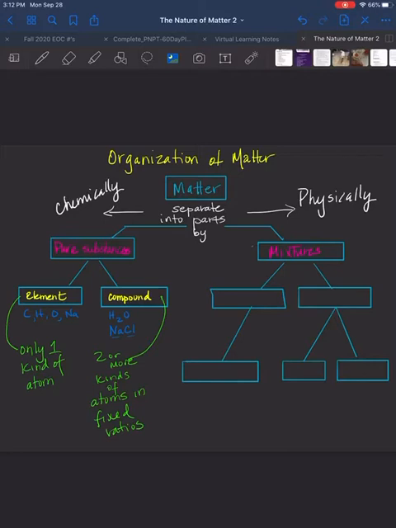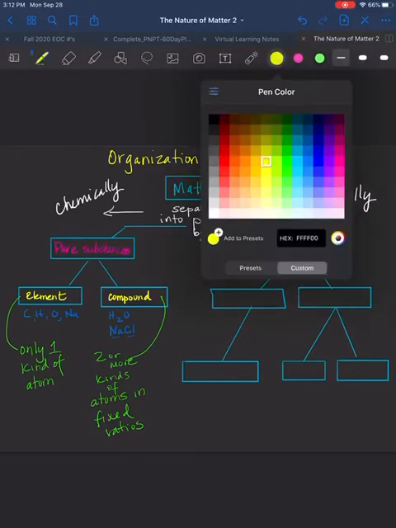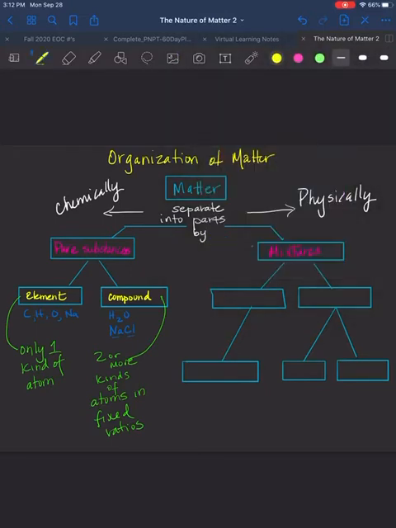What we're going to talk about in this section is the other half of our tree. If matter isn't qualified as a pure substance, then it's qualified as a mixture. And that means that we can actually physically separate the parts of the mixture. I'm going to give you a really easy one to sort of help make this make sense.